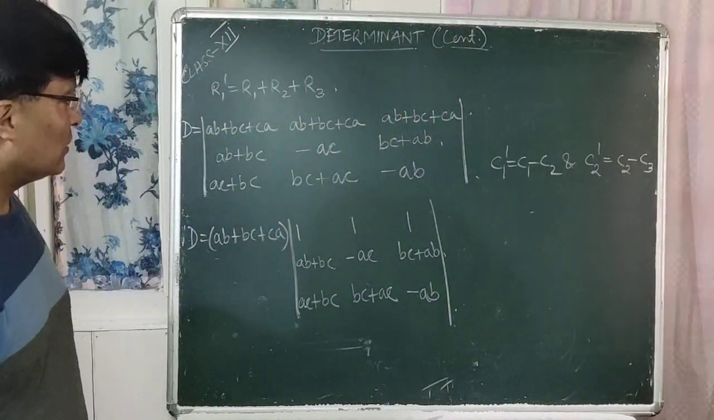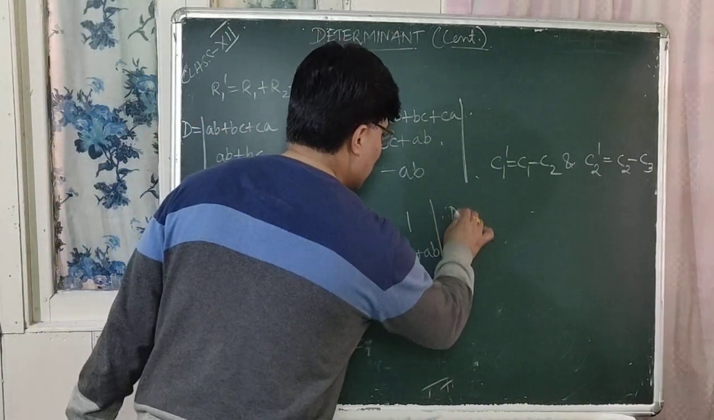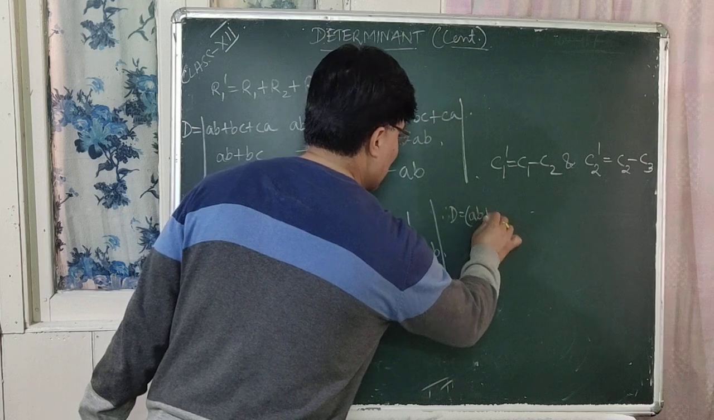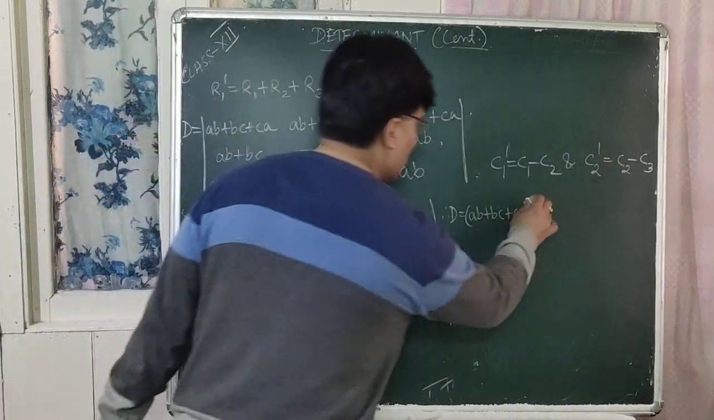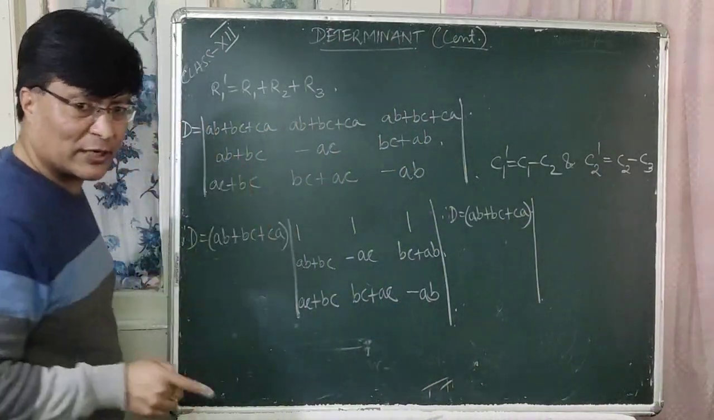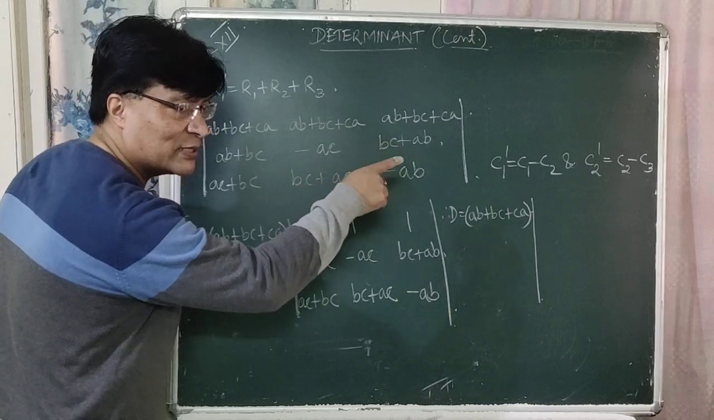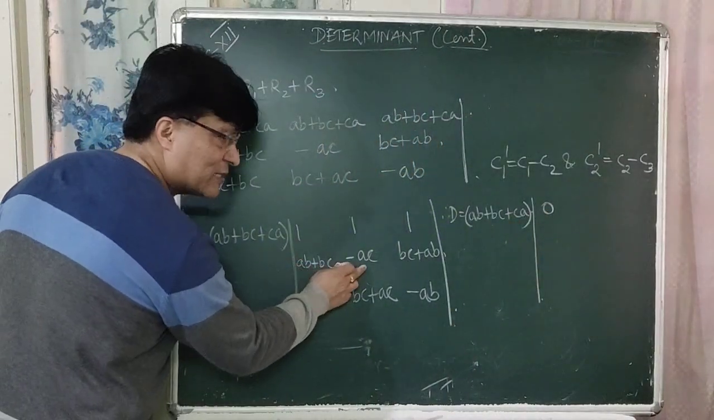Okay? So let's use this property now. Therefore D is equal to, within brackets, AB plus BC plus CA, right? Next, now C1 minus C2, C1 dash, column 1 is changing. How does it change? C1 minus C2, 1 minus 1, this is your 0, this minus this now.